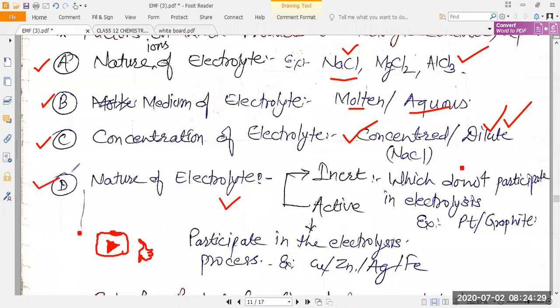Next, the fourth point, the nature of the electrolyte. It is also very important in the electrolytic cell. There are two types of electrolyte on the basis of their nature. First is inert electrolyte. Inert electrolytes do not participate in the reactions in electrolytic cells. Second, the nature of the electrode. You have to write here the nature of electrode. There are two types of electrode: first is inert electrode, and second is active electrode.